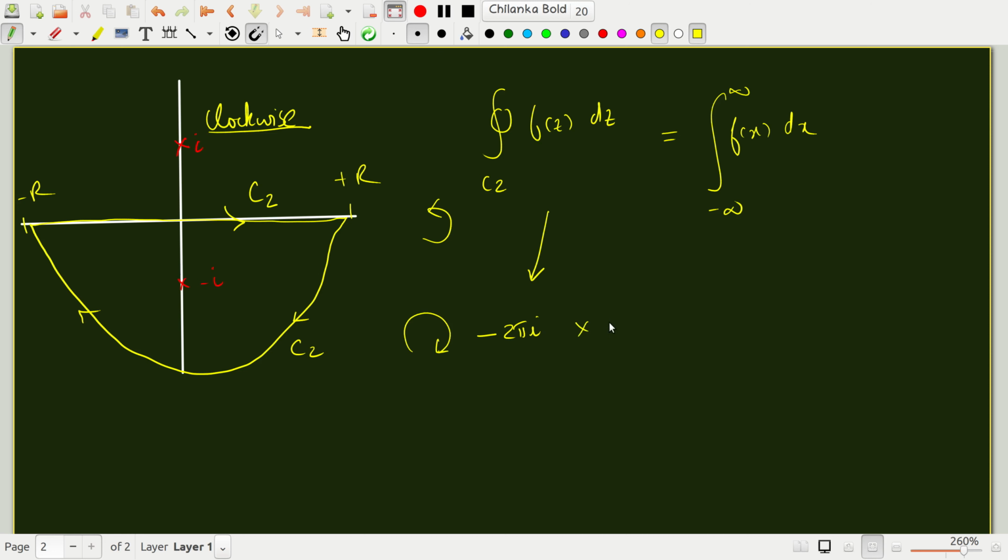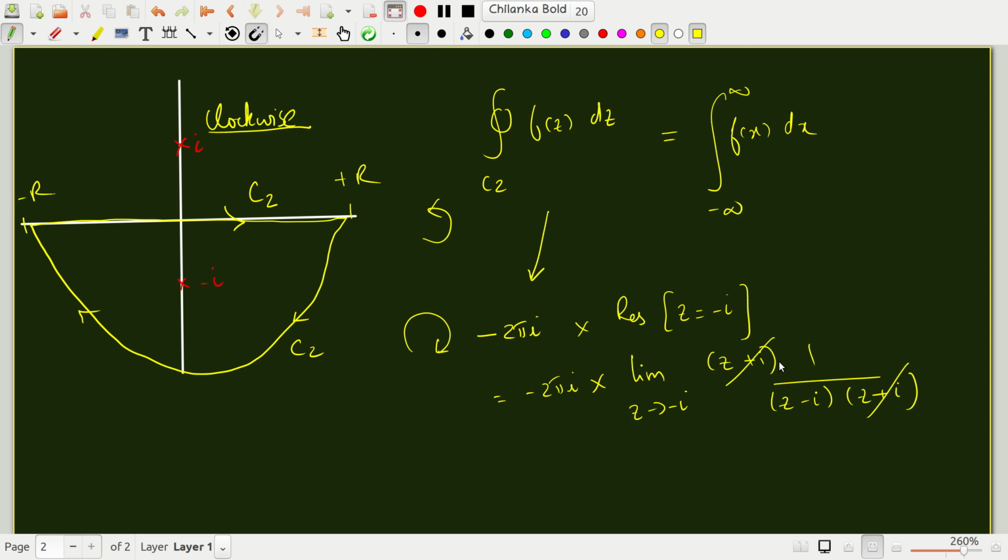Minus 2 pi I times the residue of the function at z is equal to minus I. The residue is obtained by taking the limit z going to minus I of z plus I times 1 over z minus I times z plus I, and z plus I cancels. As z goes to minus I, you will get a minus 2I which cancels to give pi. So again you get the same answer, minus infinity to infinity dx by 1 plus x squared is pi. So this is again a neat way of solving a real integral using the residue theorem.